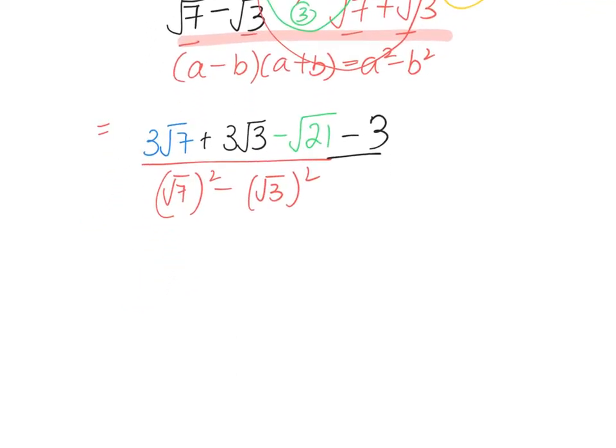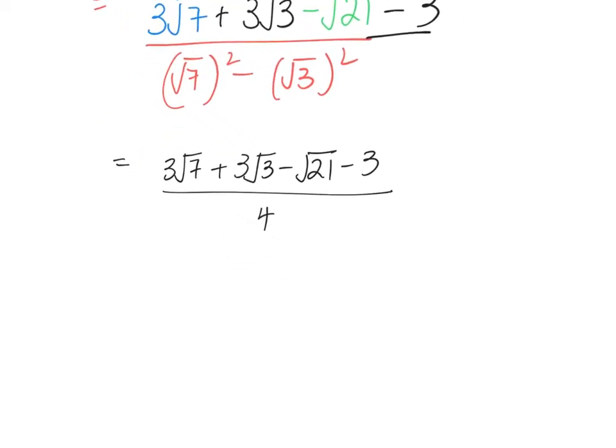And so I combine this and write down my answer. 7 minus 3 will give us 4 at the denominator, and the top I have 3 square root 7 plus 3 square root 3 minus square root 21 minus 3. Yep, and this will be my answer for part B.